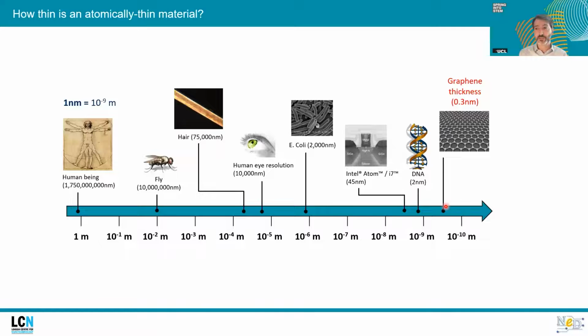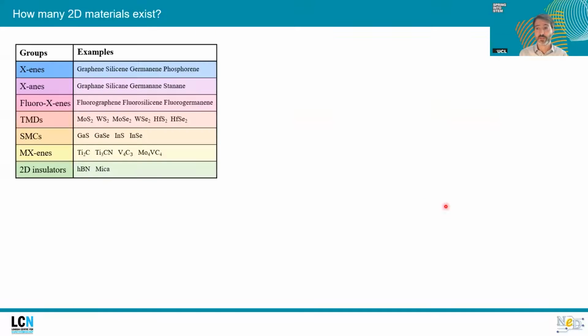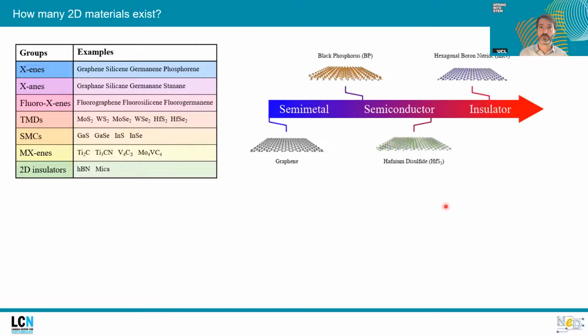Let's try to think how many materials exist. So 2D materials are really a large family. Graphene is probably the most well-known, but there are lots and lots of them. Apart from graphene, probably the second most important class are the transition metal dichalcogenides, such as MoS2, WSe2, and so on. There are 2D insulators like hBN, there are chemical derivatives, there are really a lot of materials.